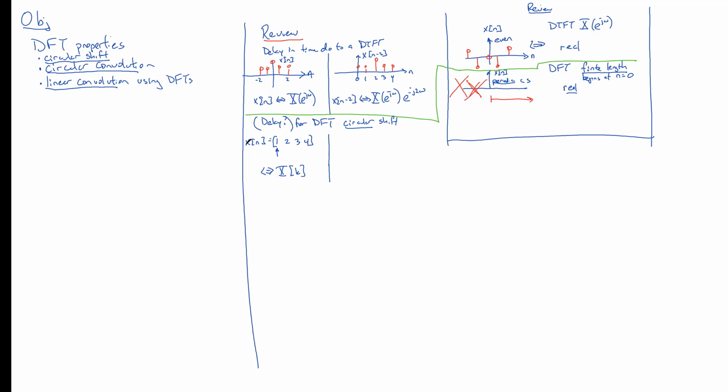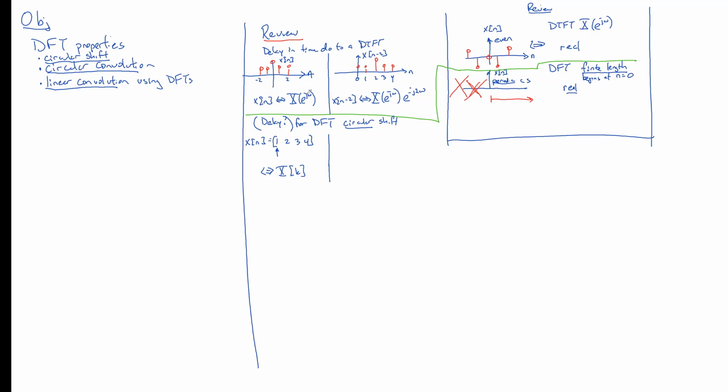Infinite. No. No, you had this the last couple of lessons ago too. X of n is finite length. How long is X of n, Gordon? It's a length of 4. So that means its DFT has to be a length of 4. You're getting the DFT confused with the DTFT.